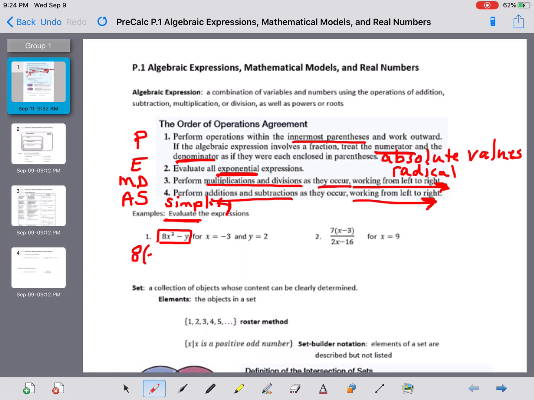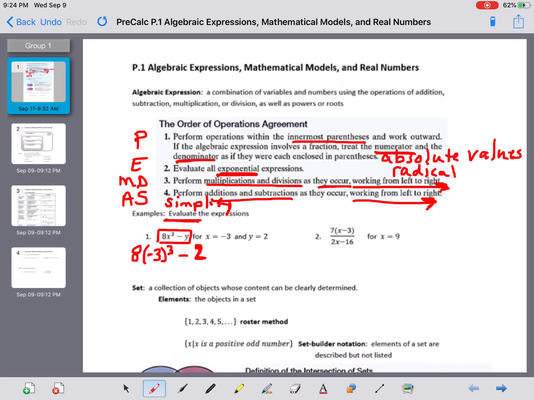So 8, I'm plugging in the negative 3 for x. Let's do the cube and minus 2. So the first thing we have here is I'm looking for parentheses. I do have parentheses, but these are not parentheses that have grouped things together. This is simply to hold that negative on with the 3. So it's just a holding parentheses. That's all this is doing. So I don't need to worry about parentheses.